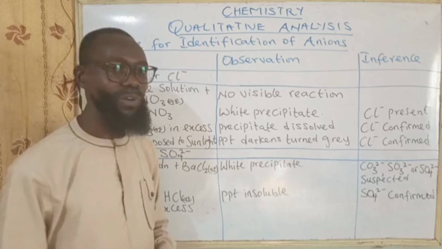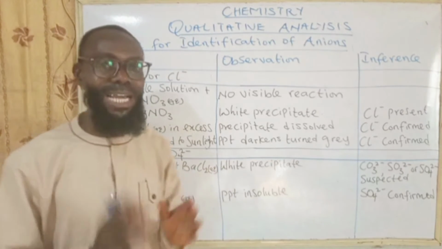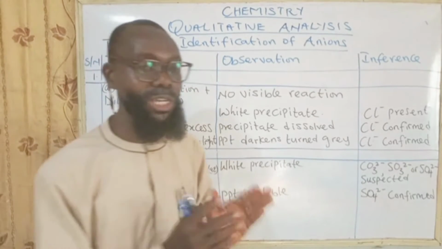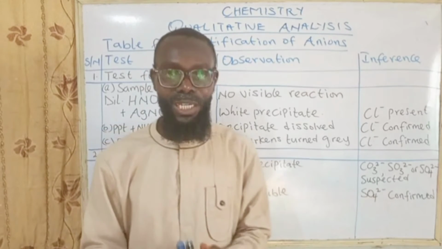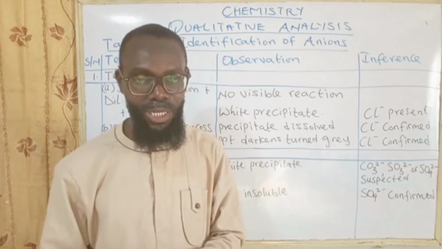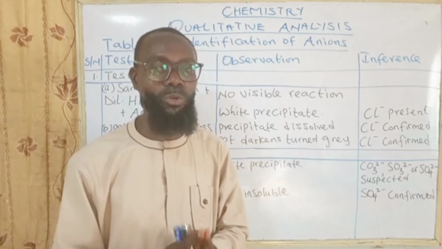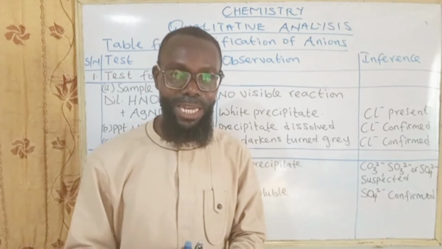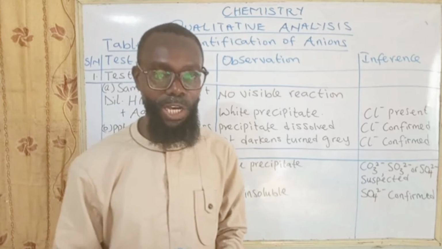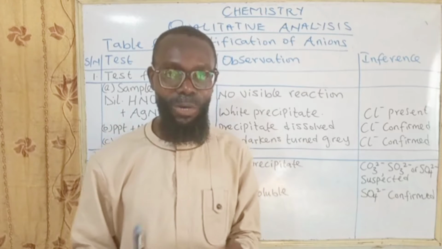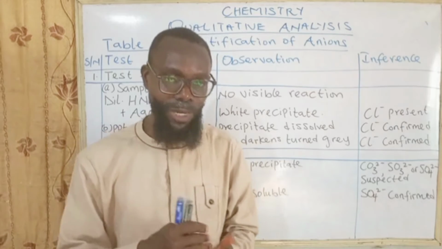Table for identification of anions. Before we talk about the identification of anions, there are some reagents that we normally use to identify anions, the bench reagents. One of them is silver trioxonitrate V, followed by dilute HNO3, followed by dilute HCl, followed by lead II chloride or lead II nitrate, also barium chloride. These are the reagents that we use to identify anions. So, let us now move on step by step.